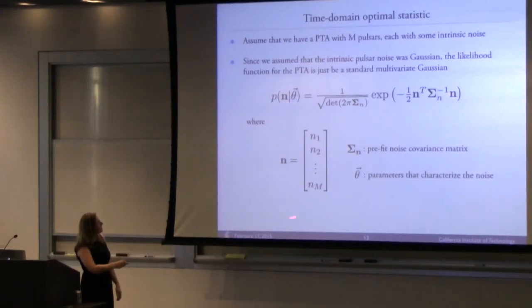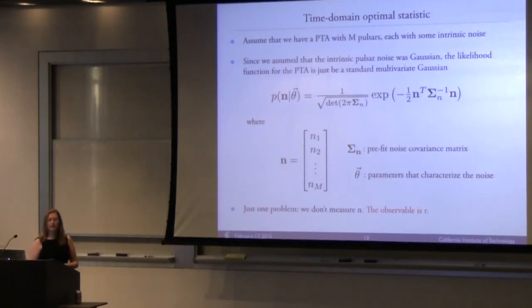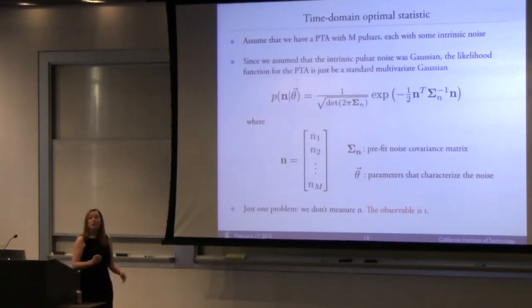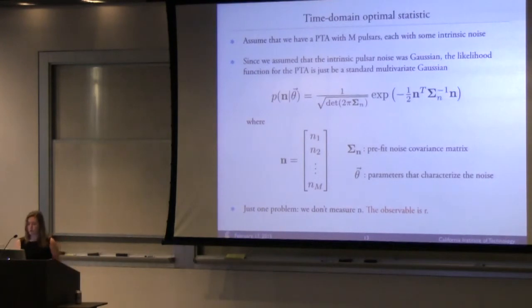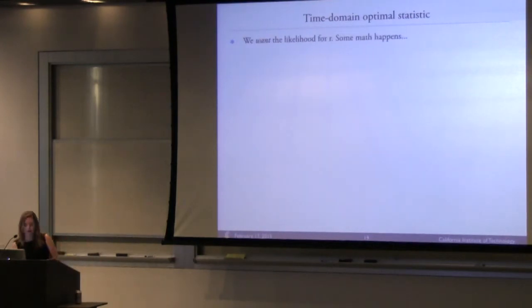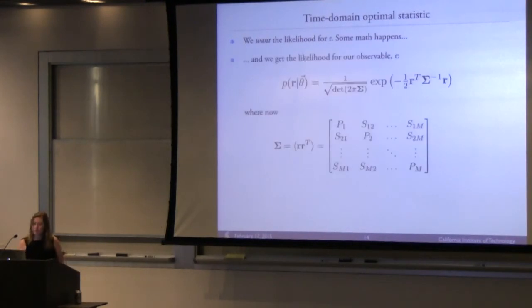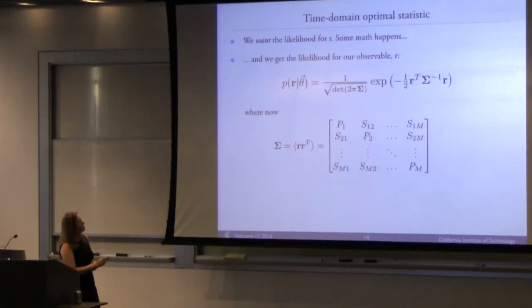You've got this noise time series, and you've got some pre-fit noise covariance matrix, and then you've got some parameters that characterize the noise. And that's all good and fine, but the problem with this is that we don't measure N. We measure the timing residual. That's our observable. So we have to do some math and recast our likelihood in terms of the timing residual. So we do that, we end up getting something that looks almost identical.